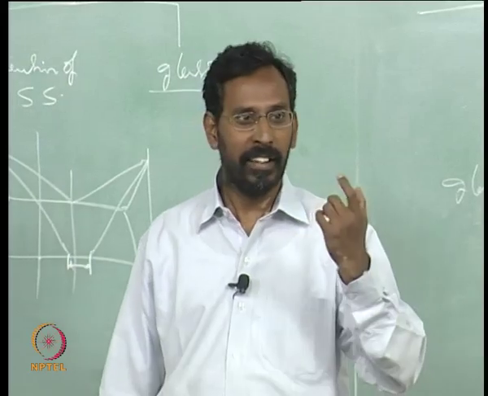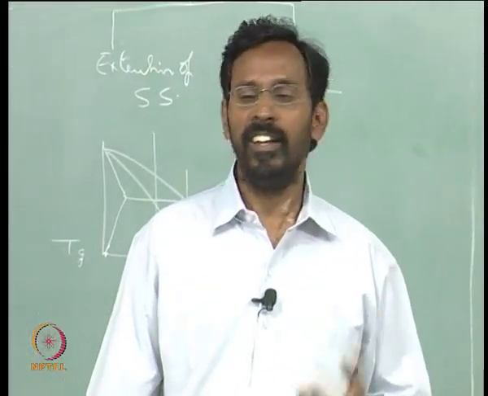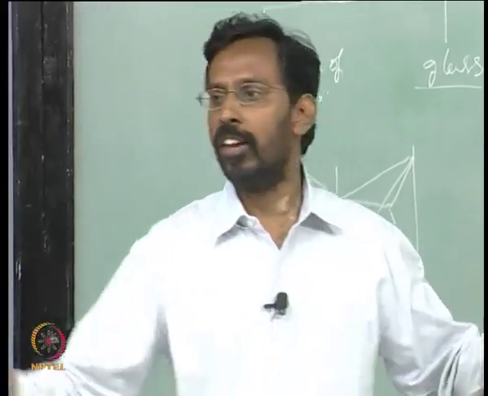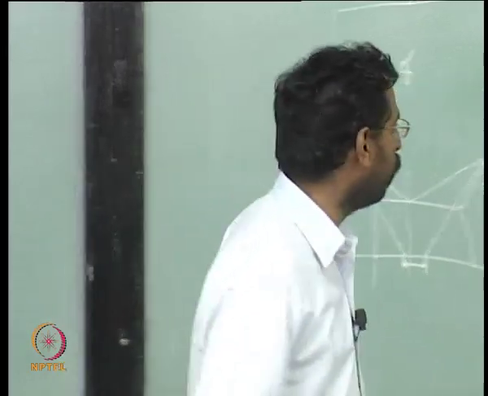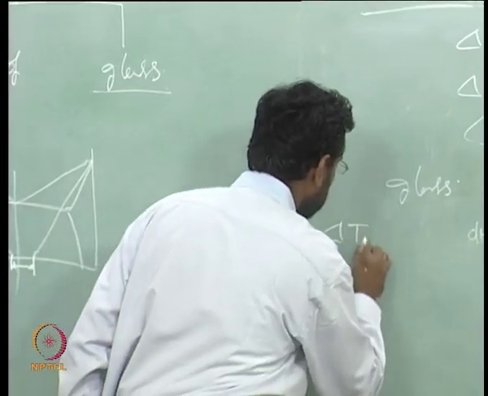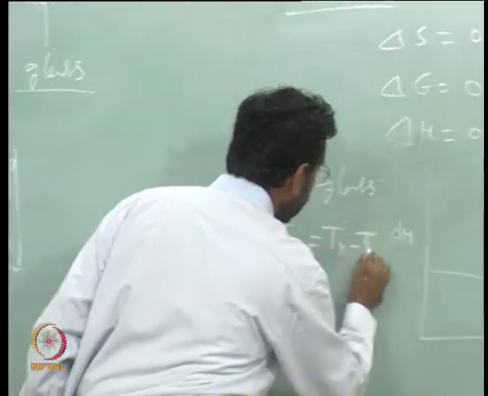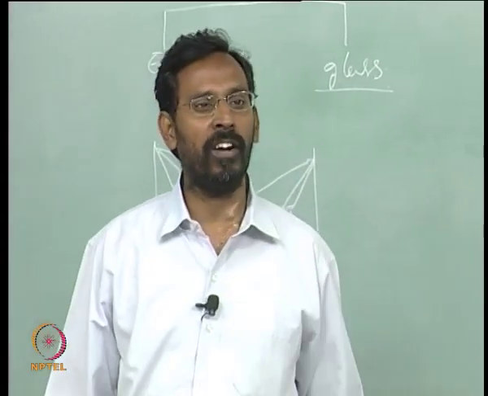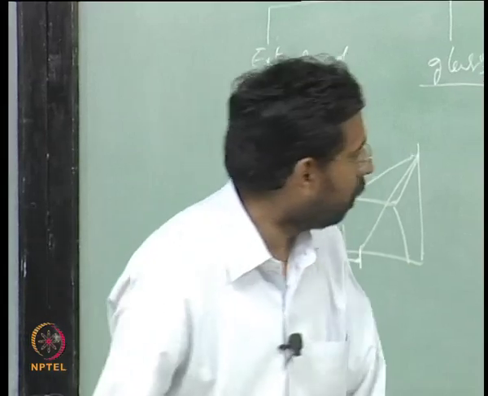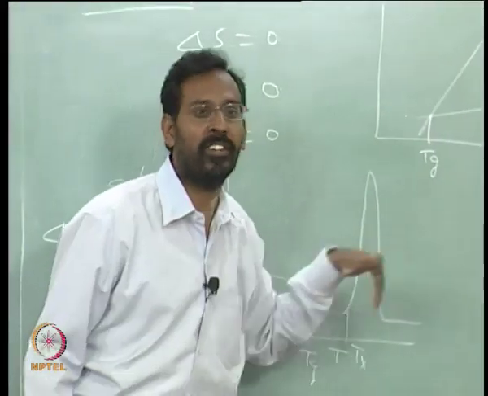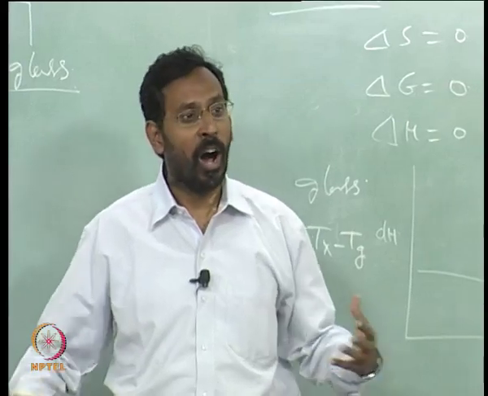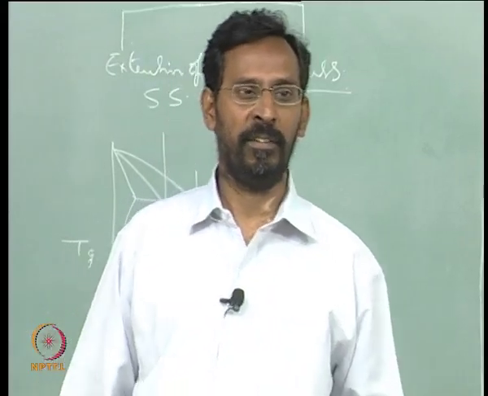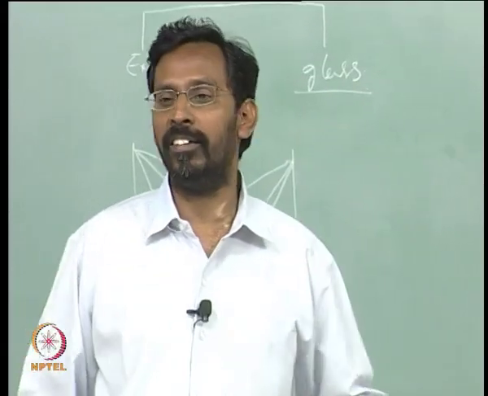In fact, the temperature difference between Tx and Tg is one of the measures of how strong a glass is. The larger this difference, which we call delta Tx, equivalent to Tx minus Tg, the more stable the glass is. That means the glass does not want to crystallize. In fact, all silicate glasses do not want to easily crystallize. You will see a large difference between Tg and Tx.